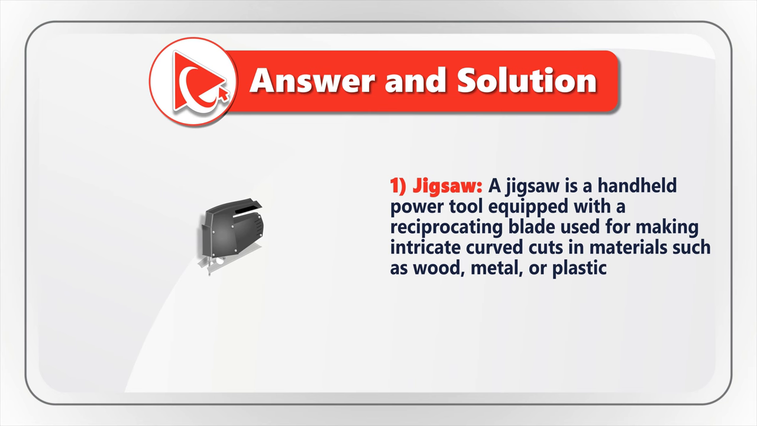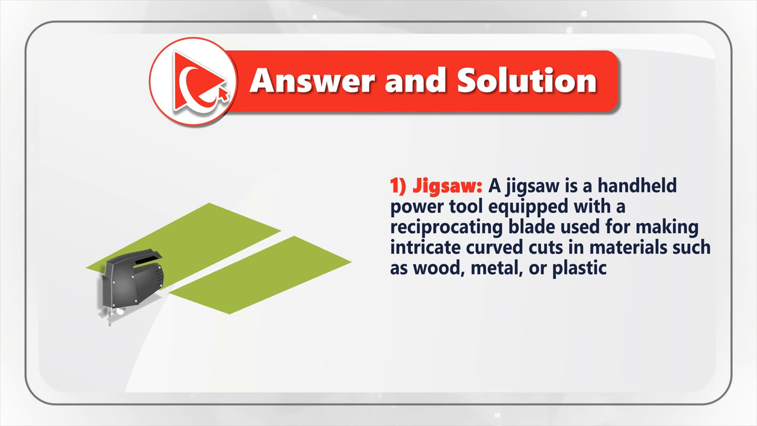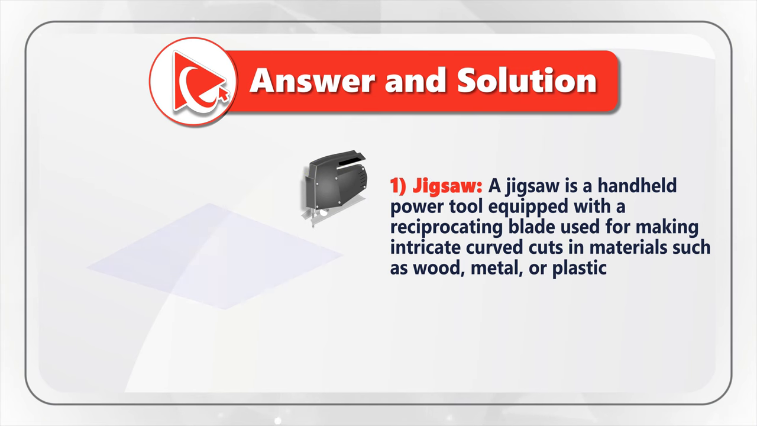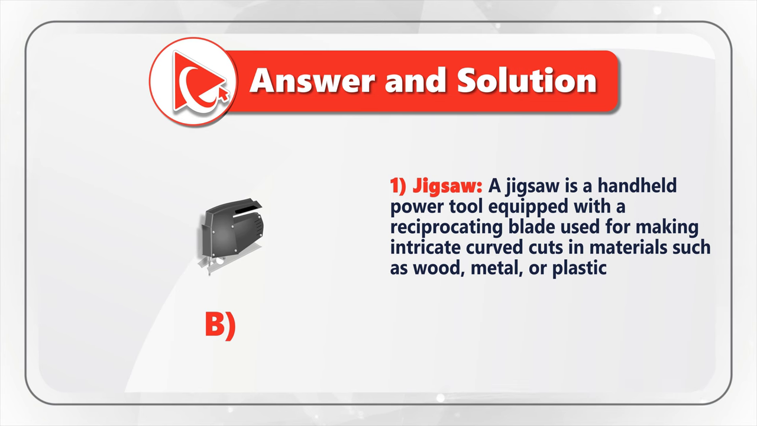I believe the description for choice 1 is a jigsaw. Jigsaw is a handheld power tool equipped with the reciprocating blade used for making intricate curved cuts in the materials such as wood, metal, or plastic. And description 1 matches image B.